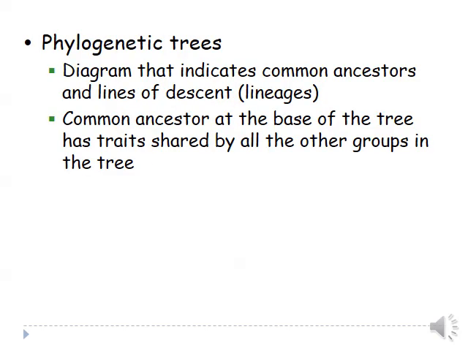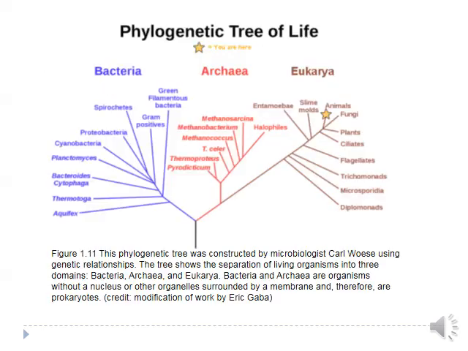A phylogenetic tree is a diagram that shows lines of evolution. This is useful for organizing biological diversity. These trees show descent from a common ancestor and provide evidence that supports the theory of evolution. Here's a phylogenetic tree that was constructed by microbiologist Carl Woese, and this shows specific genetic relationships between organisms. Organisms that are found on the same branch are more closely related to each other.